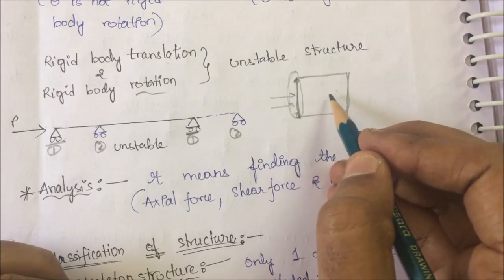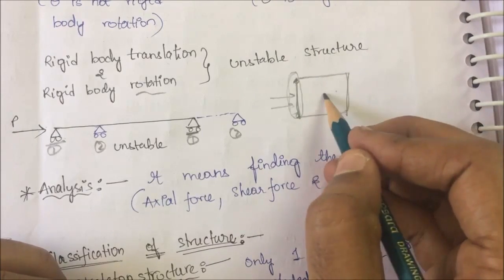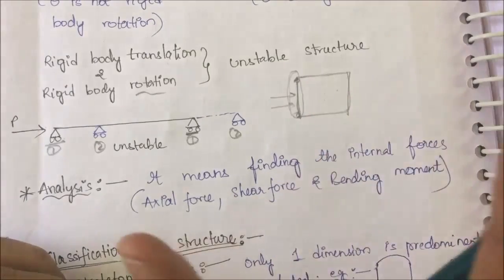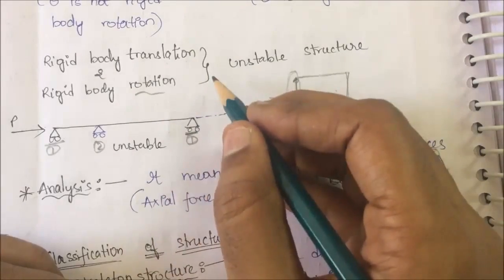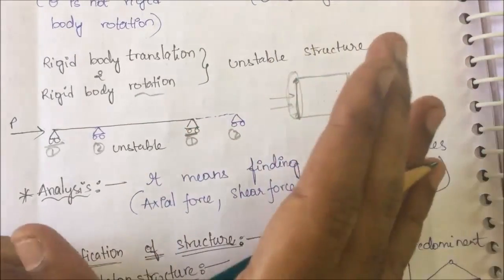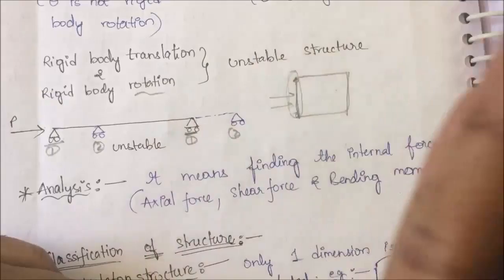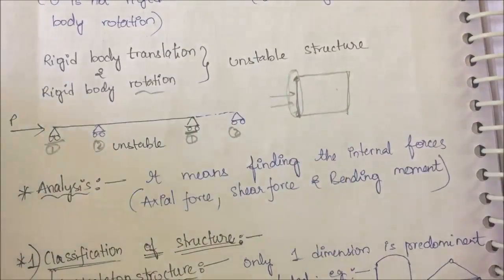You can't classify it as a structure. It is unsafe for the people living inside. Okay, so this type of thing is a mechanism. Whether it is a rigid body rotation or a rigid body translation, it will be a mechanism and you can't call it a structure. Structure means only a stable structure. Fine. So now coming to the classification of a structure.